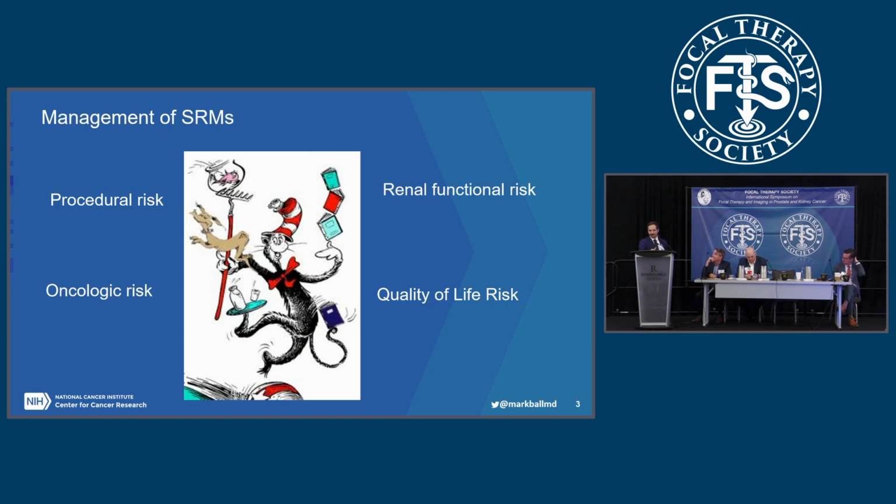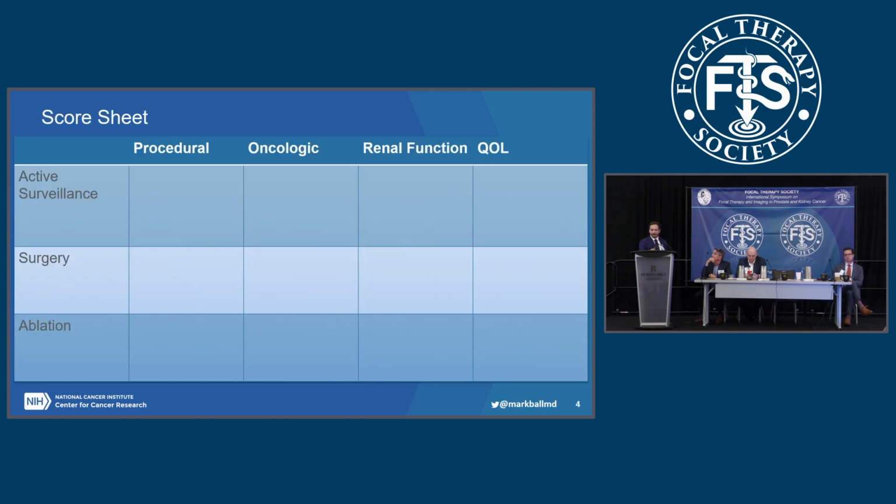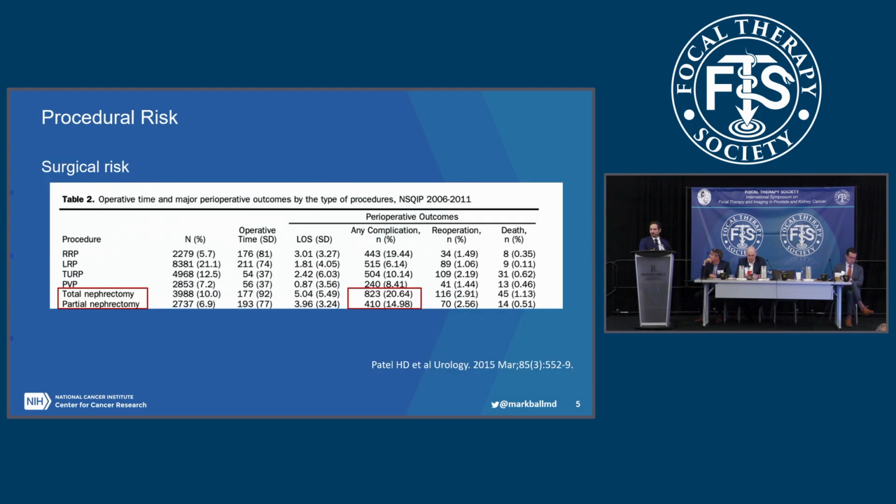really a balancing act. And what are we balancing? We're balancing multiple competing risk factors. The risk of procedural risk, oncologic risk, renal functional decline, and quality of life risk. So what I'll do is go through each of these 4 domains, and I have a score sheet here, and we'll see how well active surveillance stacks up against surgery or ablation. So why don't we start with procedural risk?